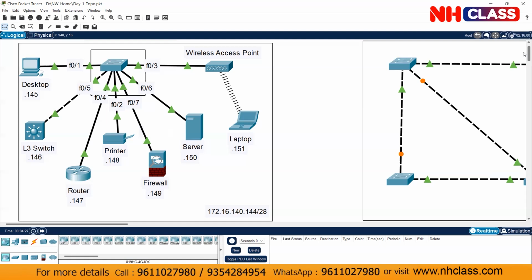/28 is how many host bits? 4 host bits, 4 network bits. 4 ones, 4 zeros. 4 ones, 4 zeros is 240, right? 255.255.255.240. 442 cannot be a value, right? Maximum we can have only 252, 254. These are the values possible, right?